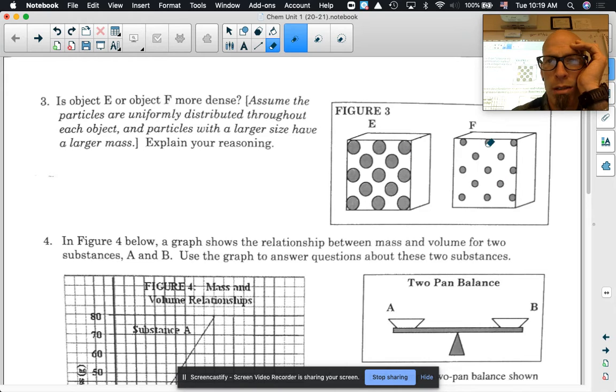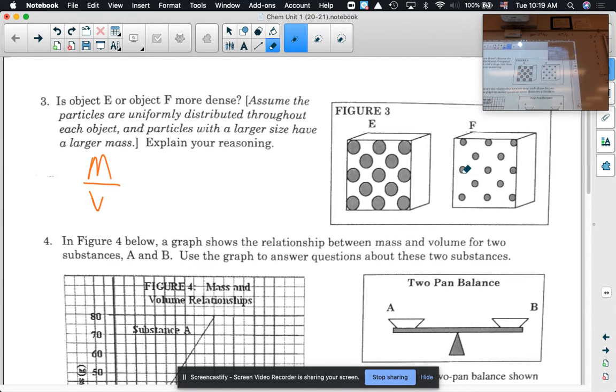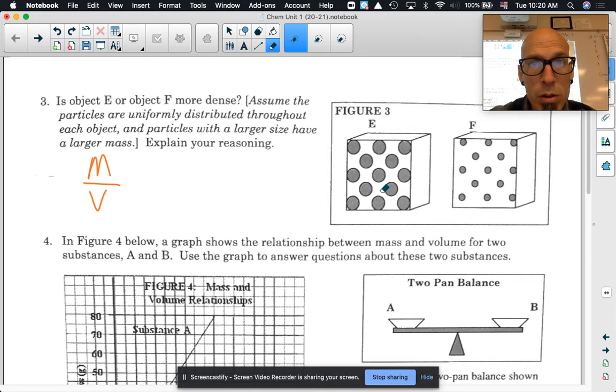So which one's more dense? Well, you can look at it a couple different ways. Density, remember, is the mass to volume ratio. Now, are these the same size? Do they have the same volume? Yes. Which one has more mass? E has more mass. Even though they have the same number of particles, those particles are more massive.